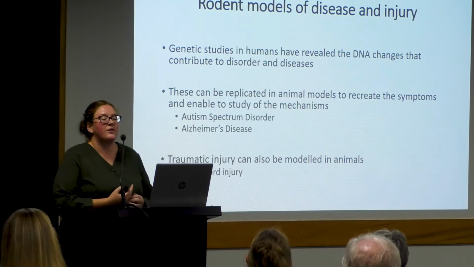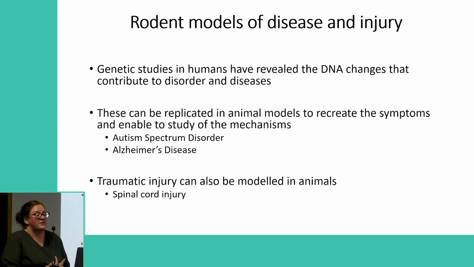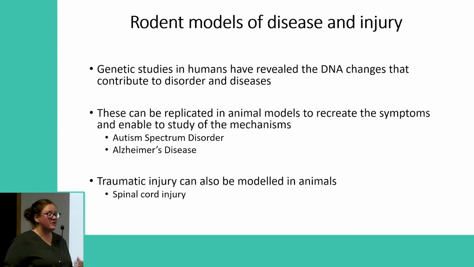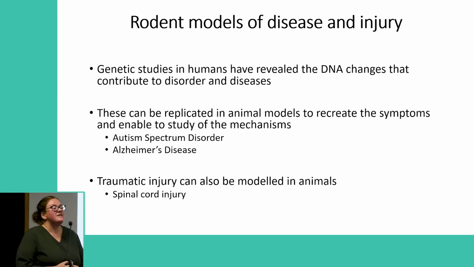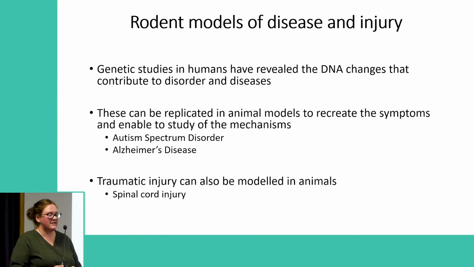So like I said before, rodents are really useful for research because you can actually model a whole bunch of different diseases and disorders and even injuries in rodents. There's been a lot of genetic studies done in humans for years now, and these have really revealed the genetic changes that take place in disorders and diseases, the genetic mutations. And these mutations that are known in humans can then be replicated in animals. And by doing that, you can actually recreate the symptoms of disease.